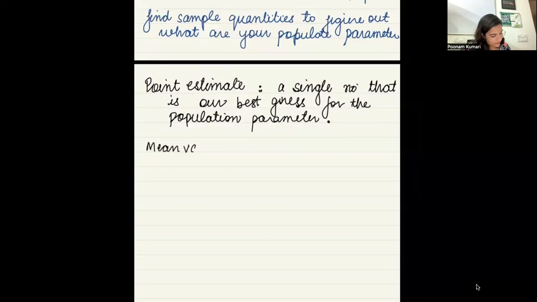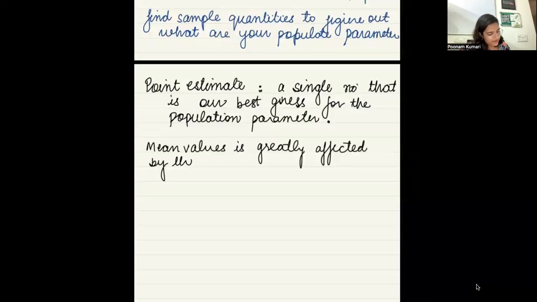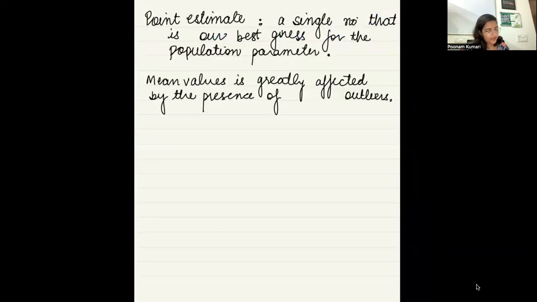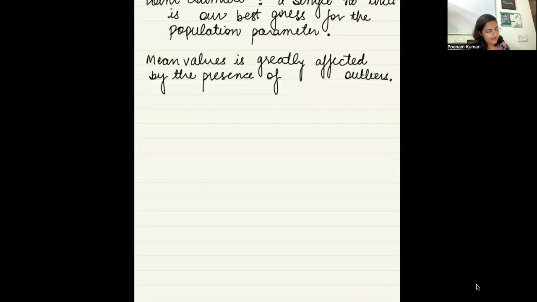Mean value is greatly affected by the presence of outliers. Right? So if you have to calculate the average of 5, 10, 15, 20, and 25, what is that going to be?